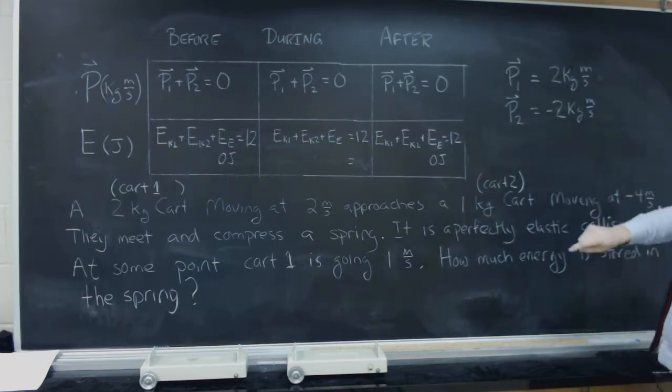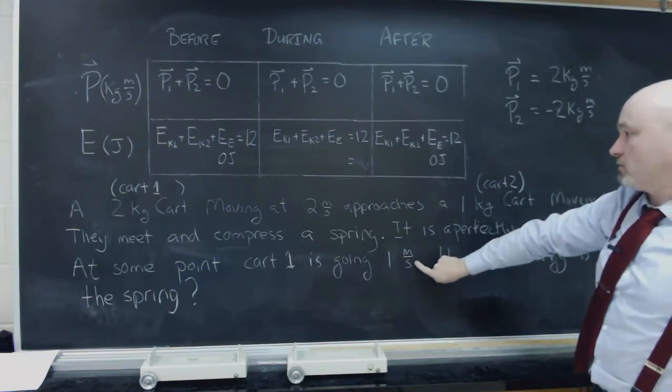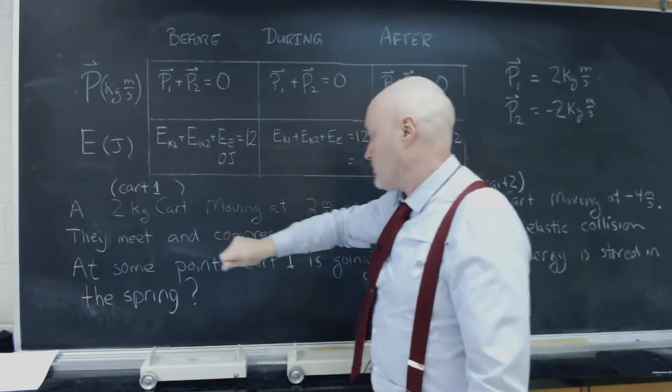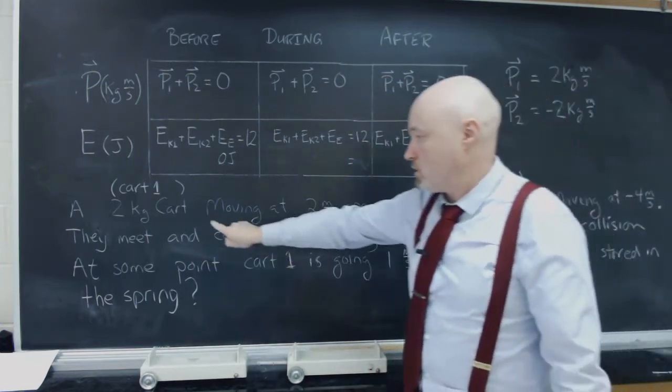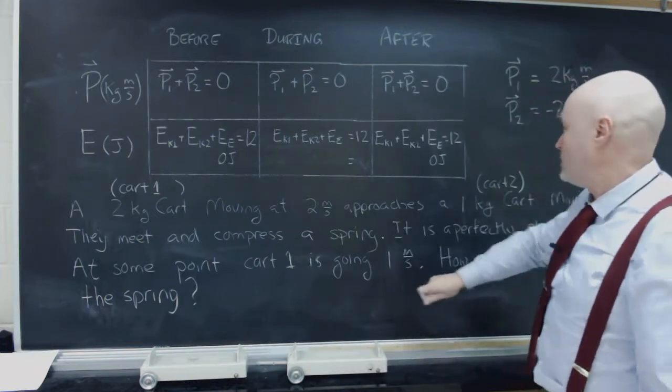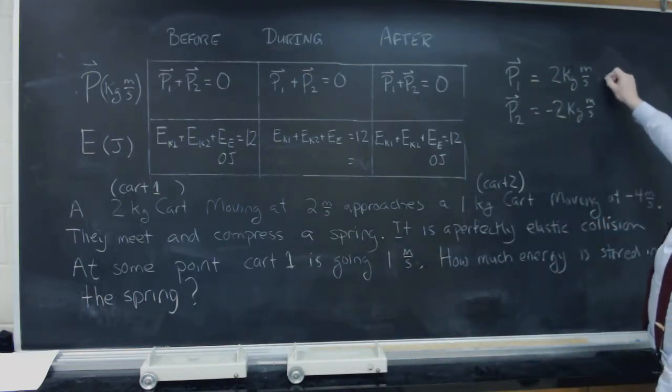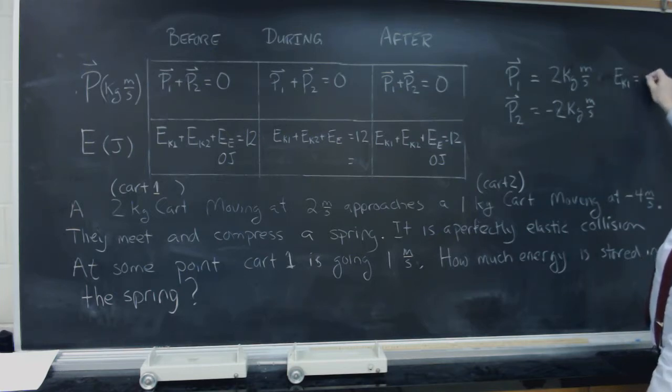Okay, let's quickly calculate the kinetic energy of cart 1. Cart 1 is 2 kilograms. It's moving at 1 meter per second. 1/2 times 2 times 1 squared is 1 joule. And so the energy of cart 1 is 1 joule.